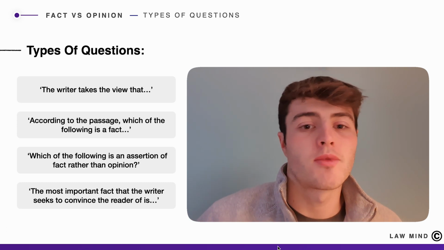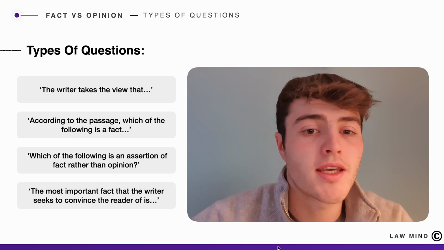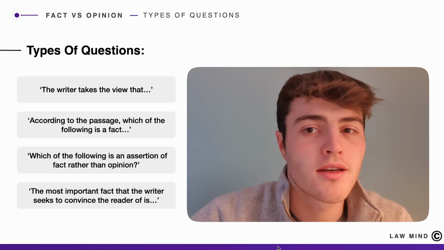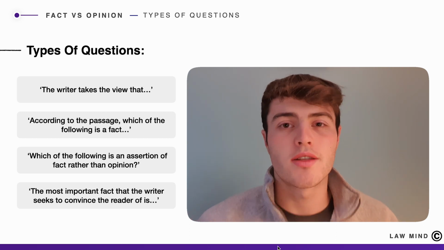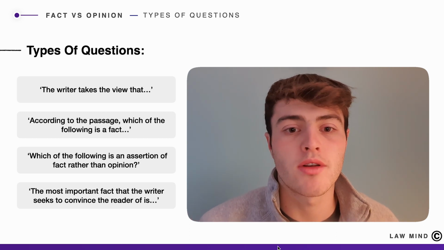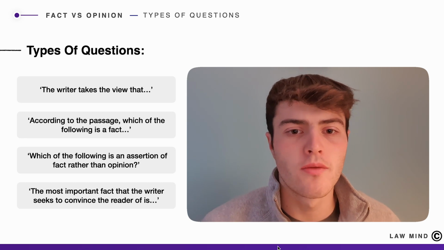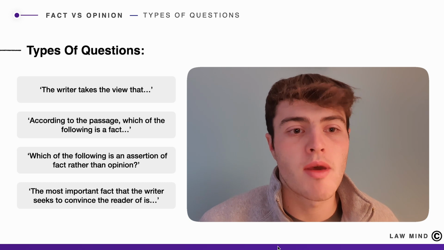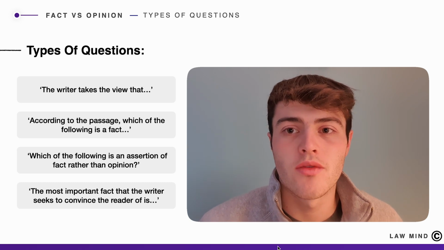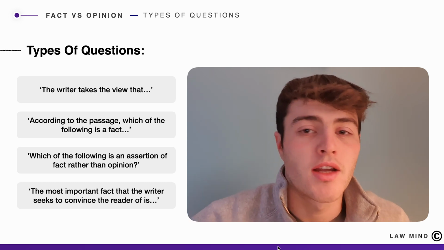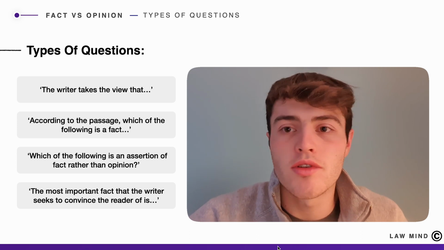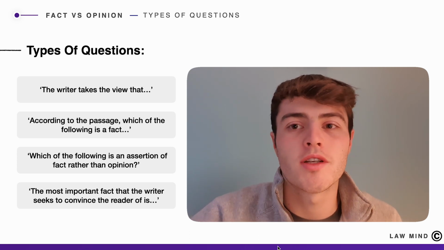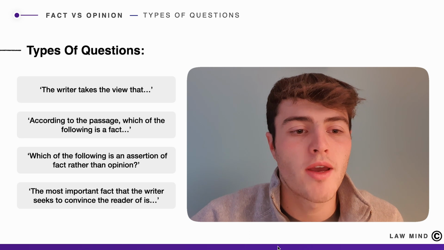And finally, "the most important fact which the writer seeks to convince the reader of is". So this question has two parts really. The first is to distinguish between fact and opinion, as we've done before. And the second is to distinguish between facts themselves. So there may be more than one answer option which is a fact, and just the right answer will be the one which you deem is the most important, or which is presented in the most important way.